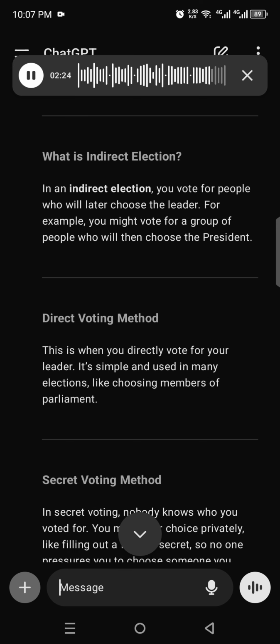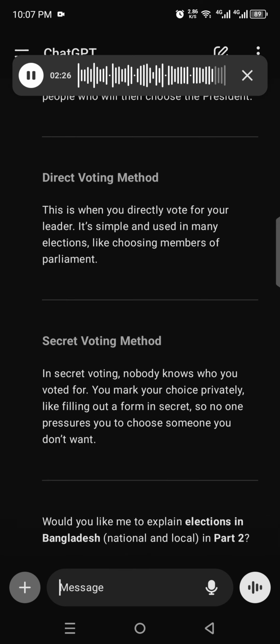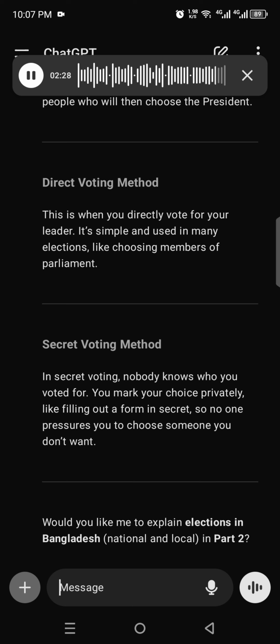Secret voting method. In secret voting, nobody knows who you voted for. You mark your choice privately, like filling out a form in secret, so no one pressures you to choose someone you don't want.